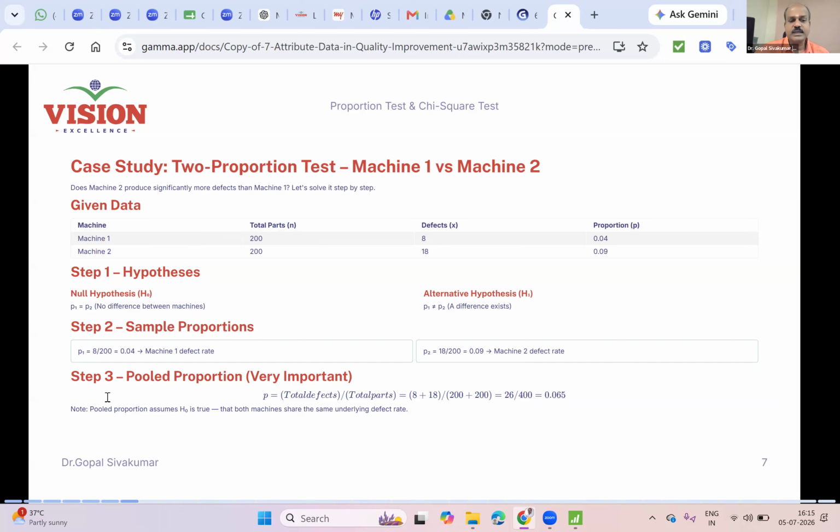Now what you need to do is, there are some calculations involved. I don't want you to struggle with the calculation, and Minitab will do all of these things for you, but I will explain here. There is something called pooled proportion. The pooled proportion formula is total defects divided by total parts. Total defects is 26. Total parts is 400. So 26 by 400 is 0.065. So we defined the hypothesis, we calculated the sample proportion, then we calculated the pooled proportion. Now we move on to the next step.